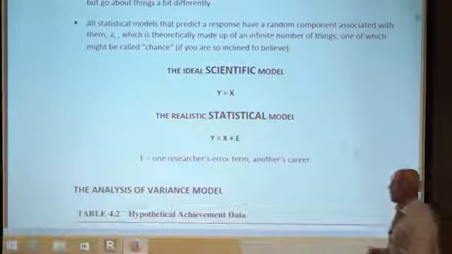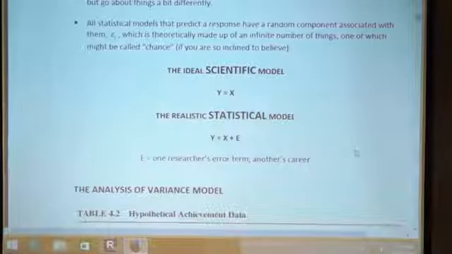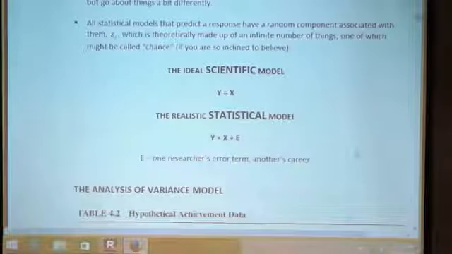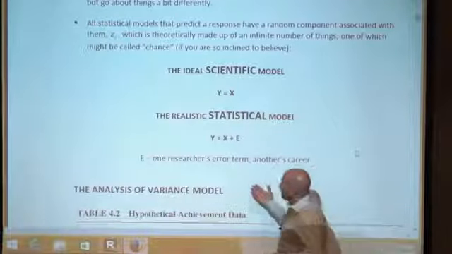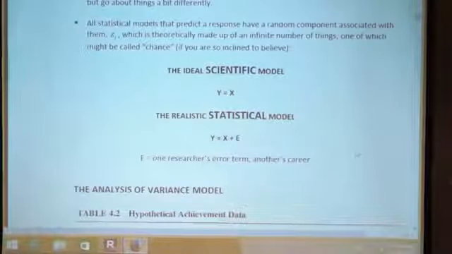have some kind of effect on that response variable. So if we look at the ideal scientific model, it would be nice if we can say y equals x, or x plus 3, or x plus other functions as well. That's okay. But the realistic statistical model is that it's y equals x plus e. And this is the joke that everybody likes to say: E is one researcher's error term, another's career.